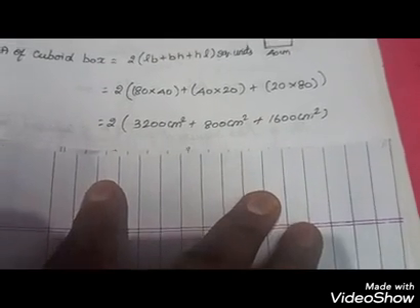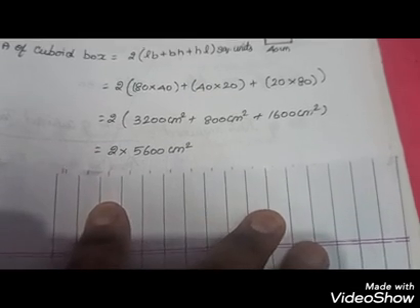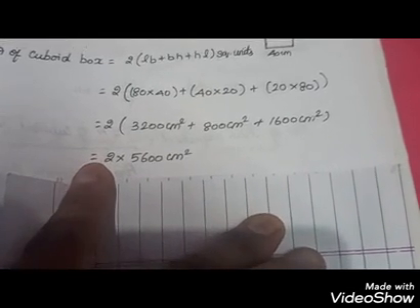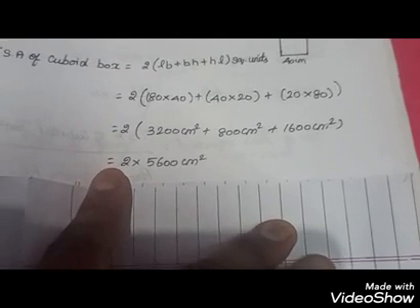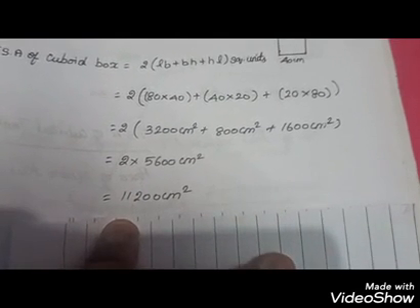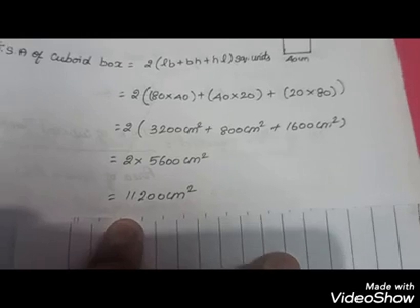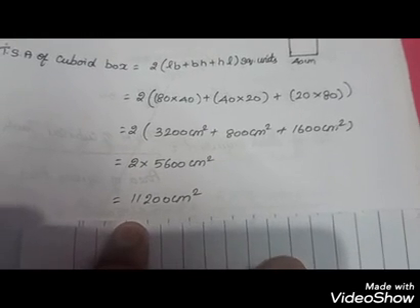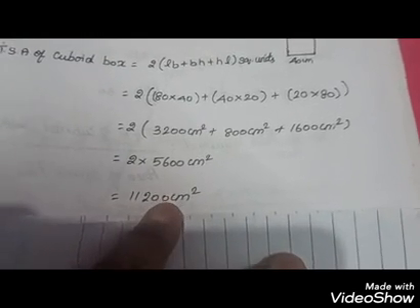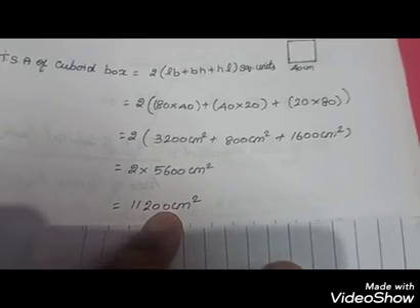So we need to multiply that 5600 by 2. What value do we get? 2 into 5600, we get 11200 centimeter square. So this 11200 centimeter square is the value, that means the area of the cuboidal box.